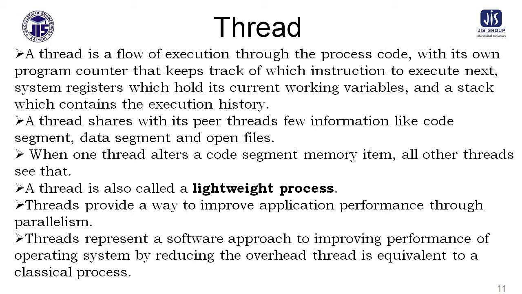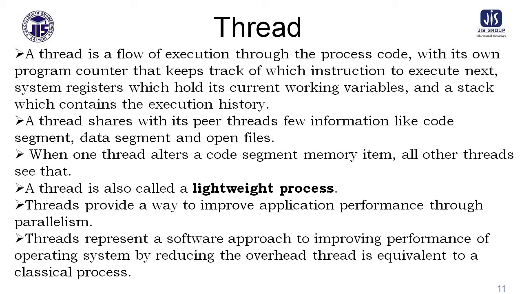So what is thread? A thread is a flow of execution through the process code with its own program counter that keeps track of which instruction to execute next, system registers which hold its current working variables, and a stack which contains the execution history. A thread shares with its peer threads a few pieces of information like code segment, data segment, and open files. When one thread alters a code segment memory item, all other threads see that. A thread is also called a lightweight process. Thread provides a way to improve application performance through parallelism.